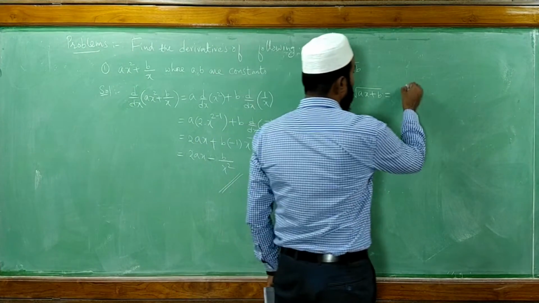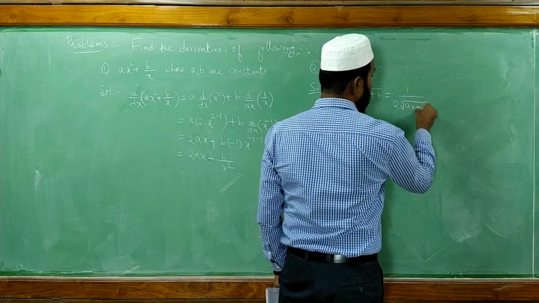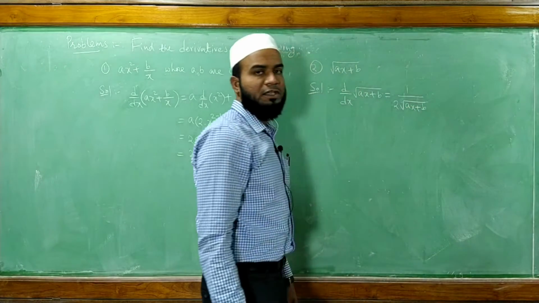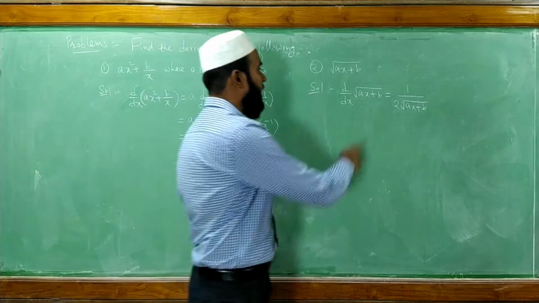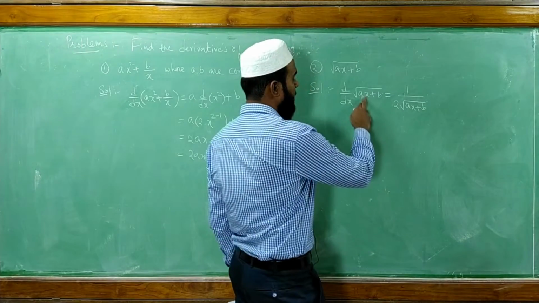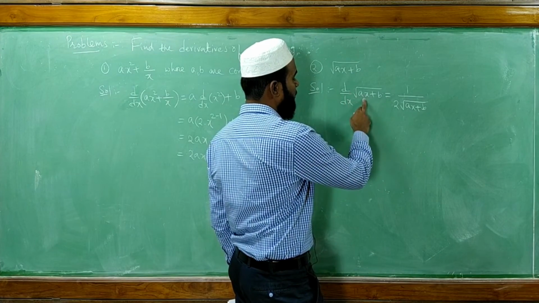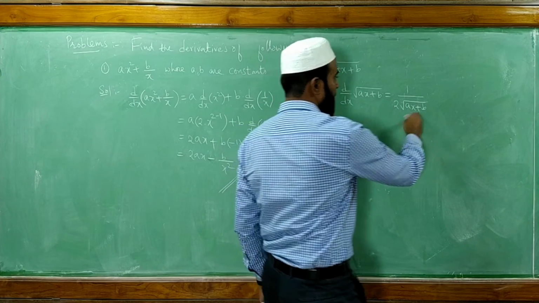So what we will get? 1 by 2 root ax plus b. If x is there, then 1 by 2 root x. But here instead of x, what we are having? We are having ax plus b, where obviously a and b are constants. So derivative of root, d by dx of square root of ax plus b is nothing but 1 by 2 root of ax plus b.